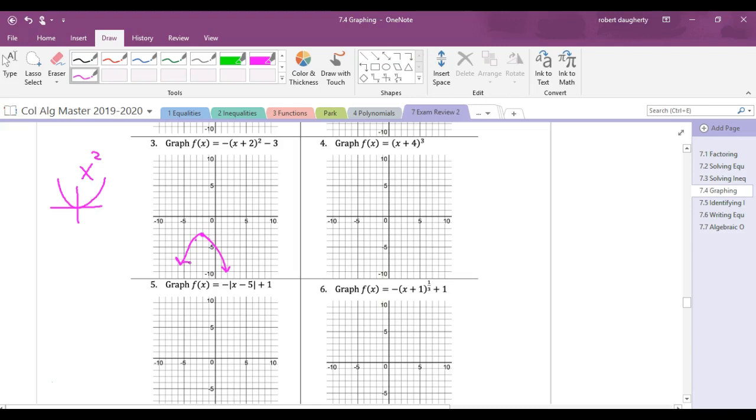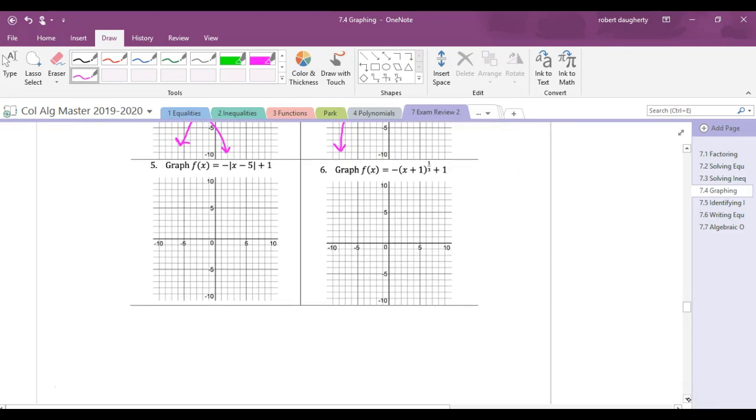(x plus 4) cubed. Remember that x cubed is the graph that looks like this. So x plus 4 means I moved it 4 to the left. It's not moved up or down. So in this case, it's going to be like this. So that is (x plus 4) cubed.